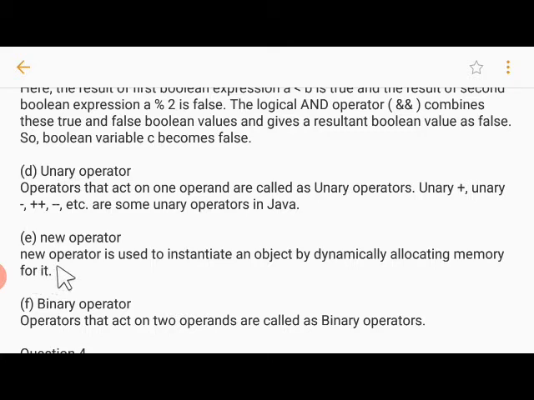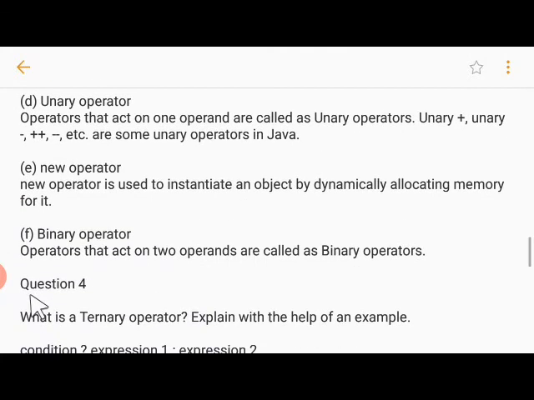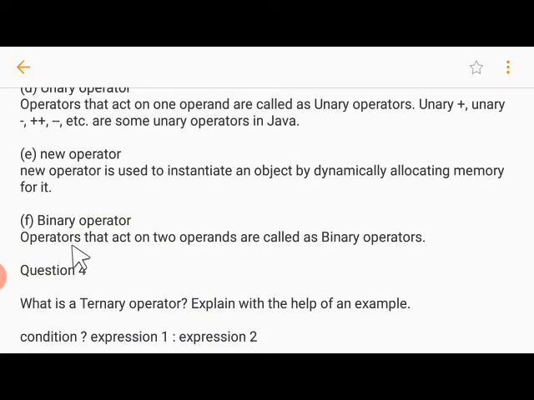And new is used at the time of array creation also, that you will come to know about later in the chapter on arrays. Okay. Now students, we have the binary operator. Unary was for one operand, so binary operates upon two operands, like the example I have already given of a and b. When you write a + b, plus is operating upon a and b both. So operators that act on two operands are called binary operators. I hope it's clear to you.